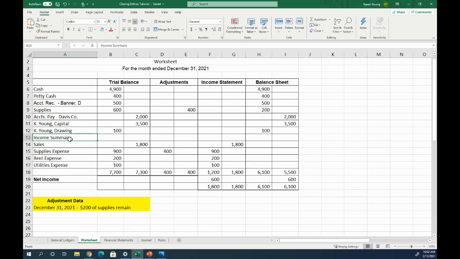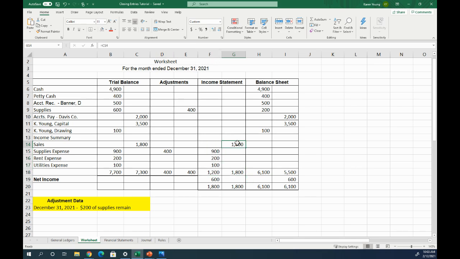Income summary you're going to learn about in just a few moments. It's a temporary owner's equity account. It does not appear on the worksheet. You'll get to see what it does shortly. Next, we have sales. Sales for the month ended provides me meaningful information.